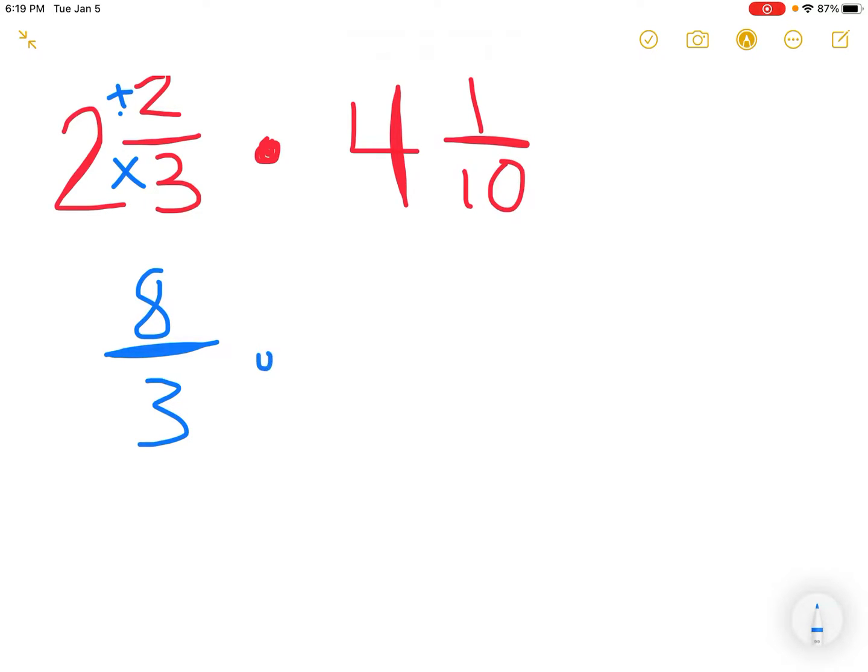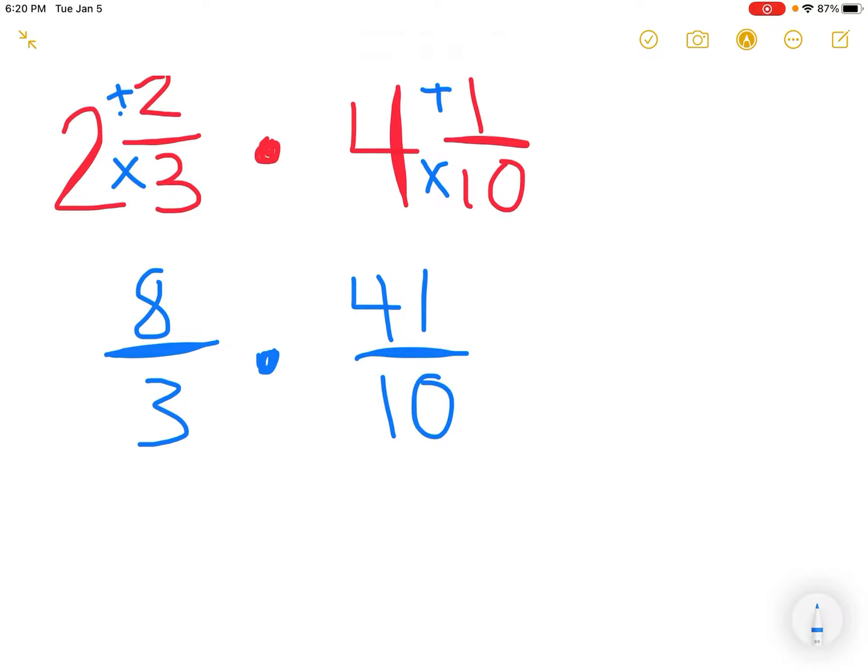Let's do that now with our 4 1/10. We take our bottom number, 10, and multiply it by our number out in front, 4. That gives us 40. Then we add our numerator to that. 40 plus 1 gives us 41/10.